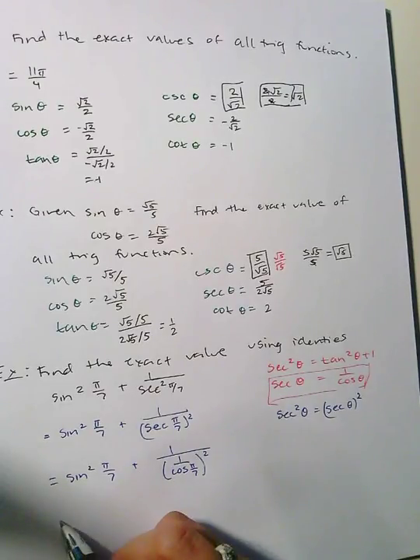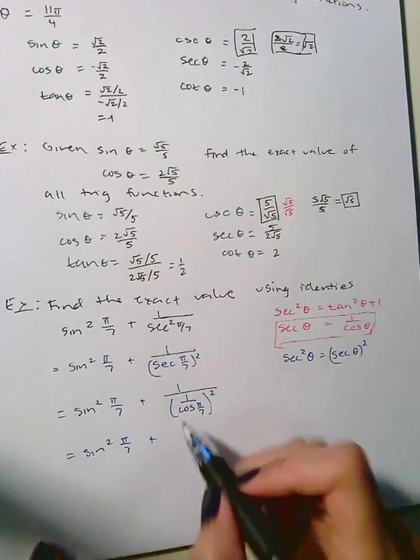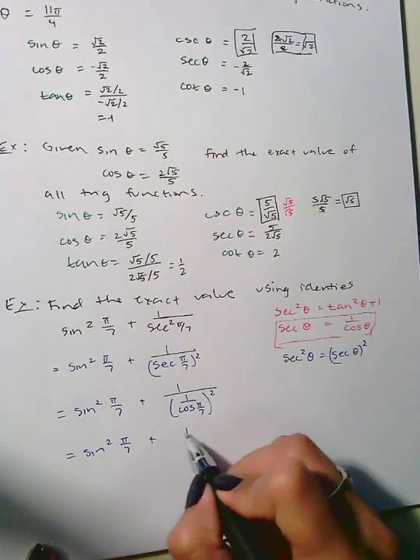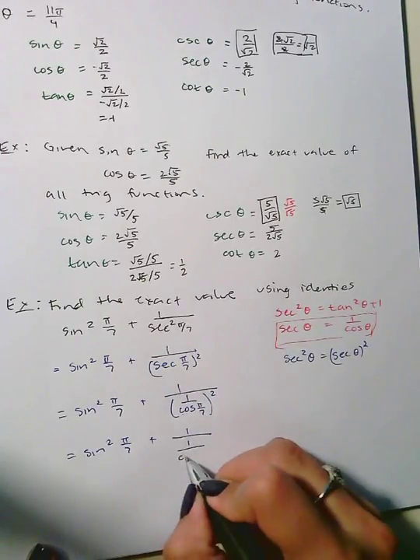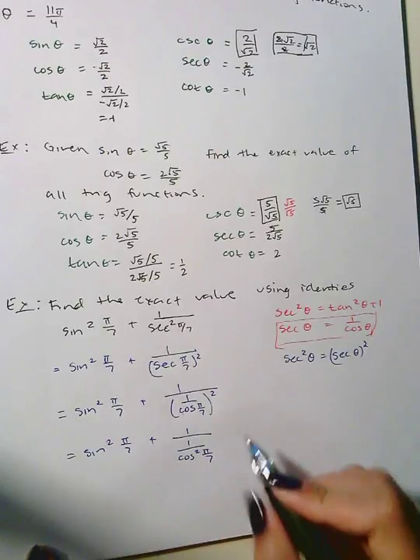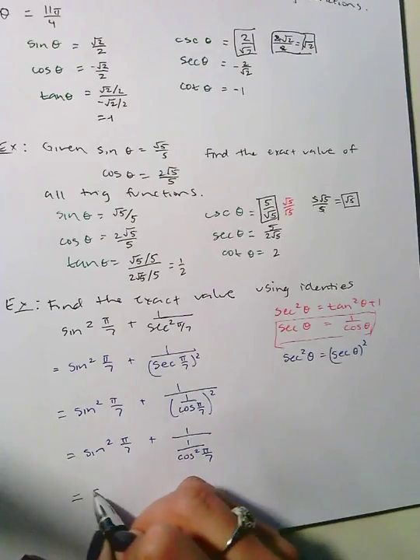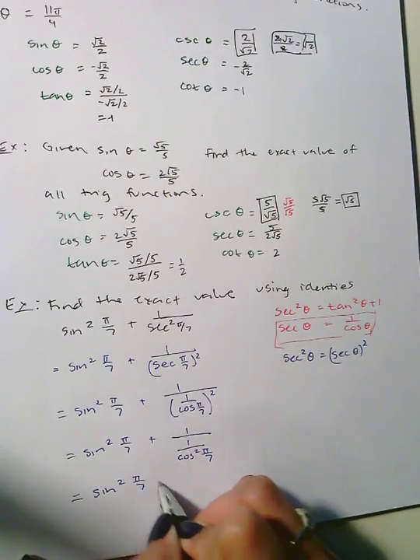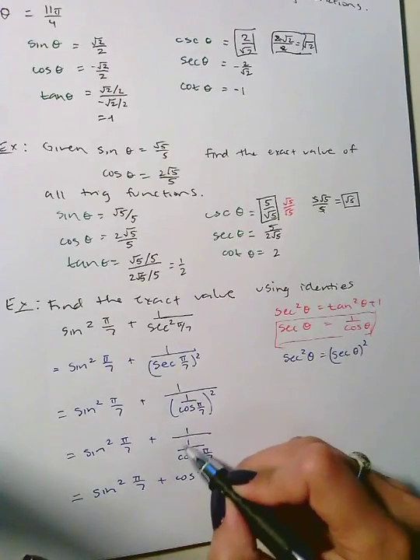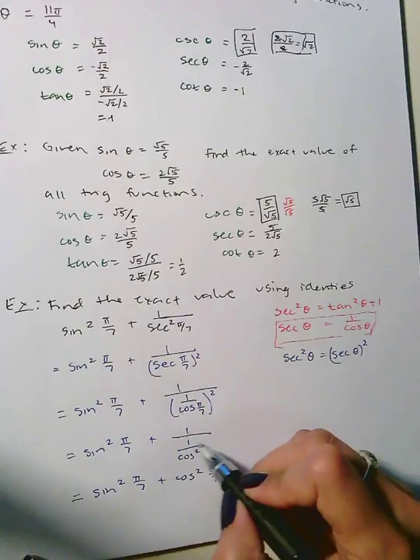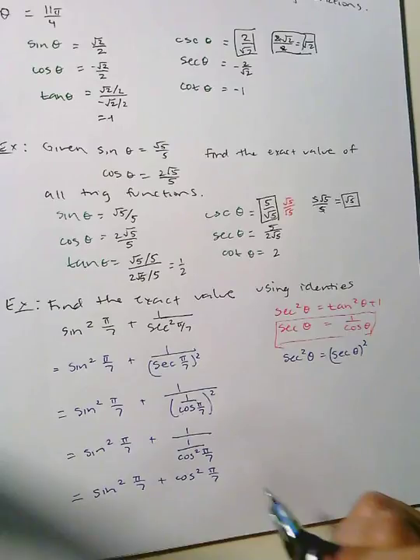Then you get sine squared of pi over 7 plus, and let's simplify this portion. So 1 over 1 squared, that's going to give me a 1. Cosine of pi over 7 squared, that's cosine squared of pi over 7. Well, now I have a fraction within a fraction, so we're going to simplify that. We get sine squared of pi over 7 plus cosine squared of pi over 7. If I take 1 times the reciprocal of this, I'm going to get 1 times cosine squared of pi over 7 over 1, which is equal to cosine squared of pi over 7.